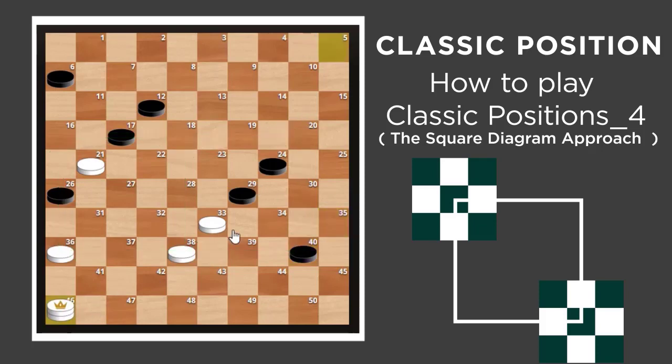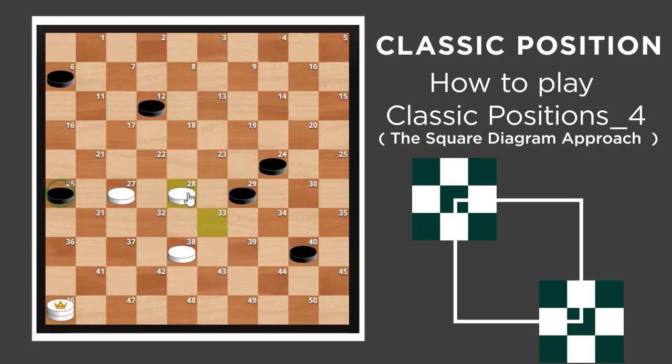Then black will have to respond by playing 26-31. So 26-31 should be played because white wants to play 36-31. So when 36-31 is played, white can capture with the king at 46 and capture any of these pieces here. So black has to play 26-31. White will respond to this move by playing 33-28.